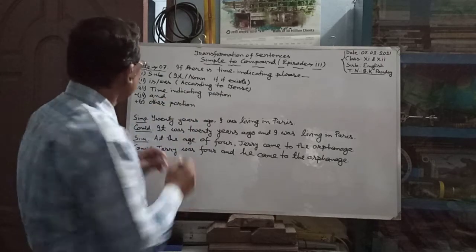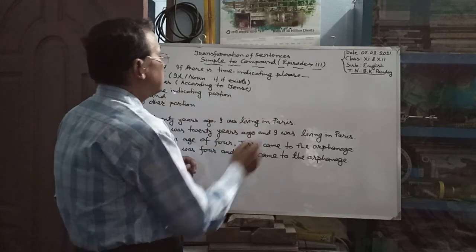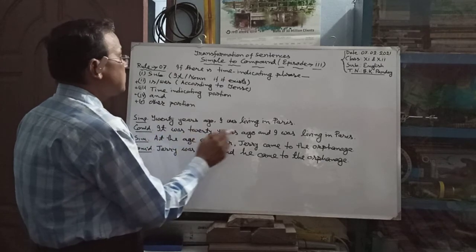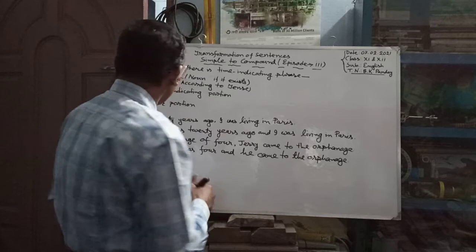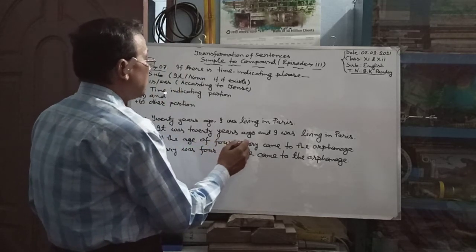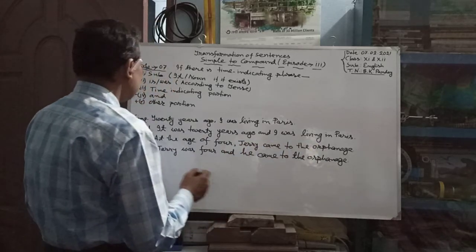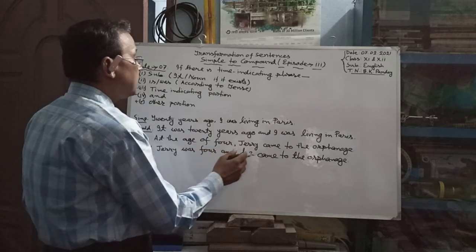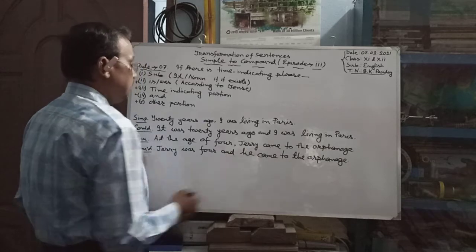For example, 20 years ago I was living in Paris. Compound: it was 20 years ago and I was living in Paris. Another example, at the age of 4, Jerry came to the orphanage. Here, Jerry is the subject. Jerry was 4 and he came to the orphanage. Here, he is used for Jerry.